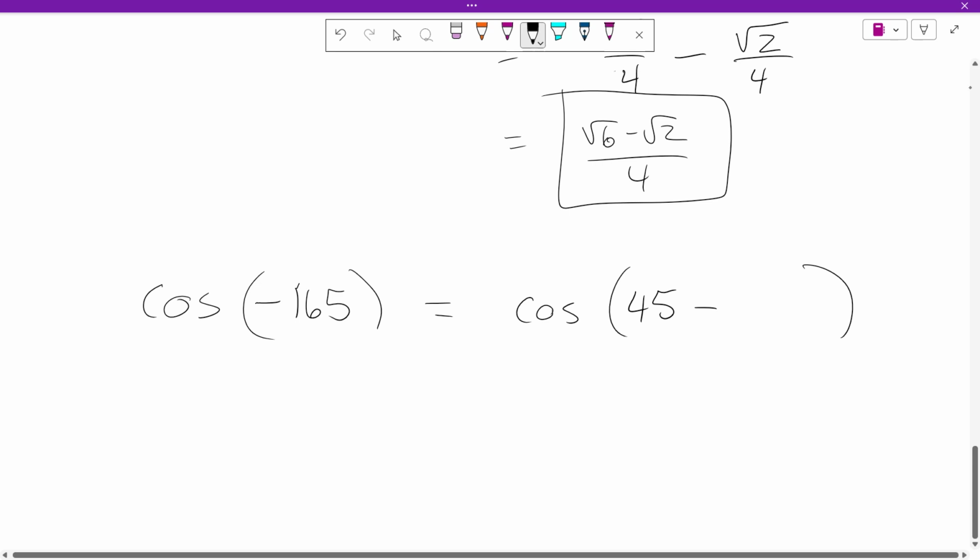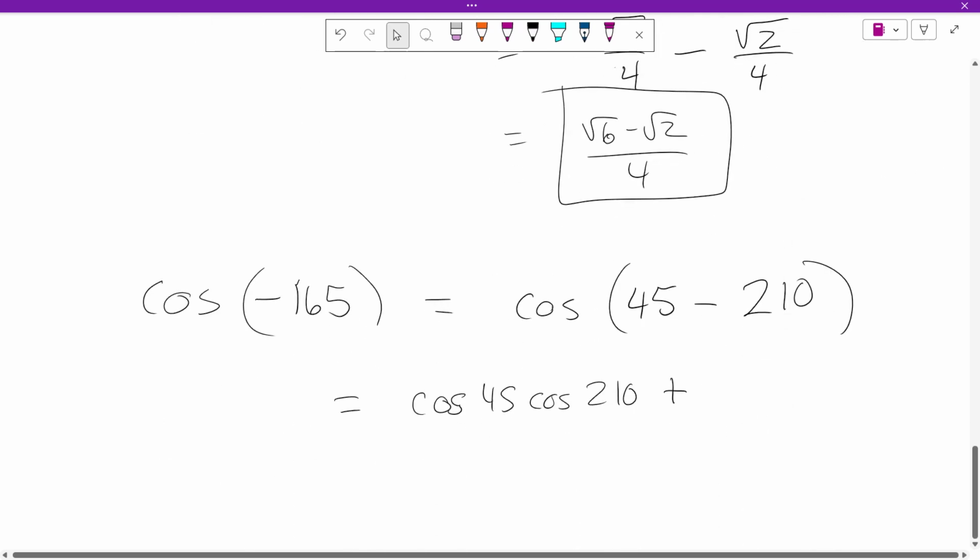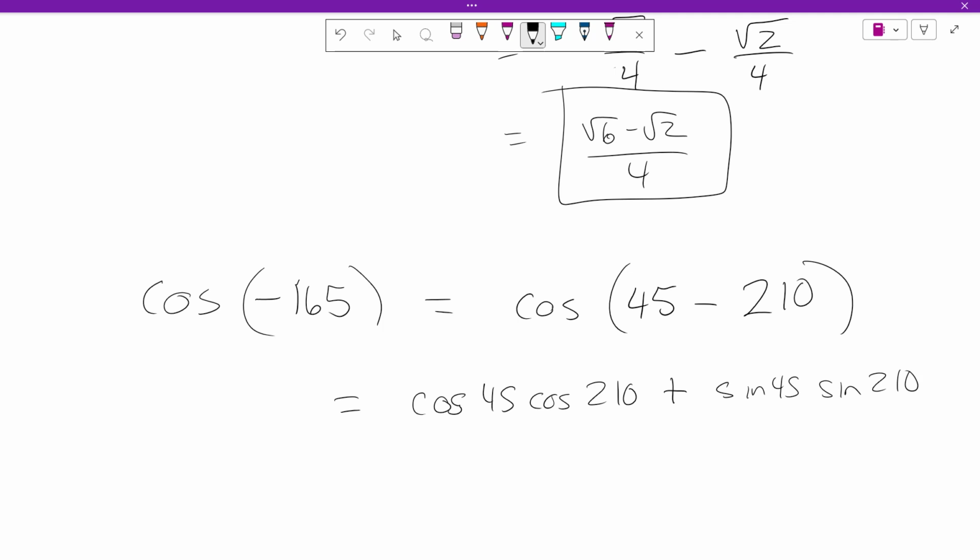210? 210 on your unit circle? Sure is. So we have the cosine of 45, cosine of 210, plus sine of 45, sine of 210. Okay? What's cosine of 45? Square root of 2 over 2. Cosine of 210.